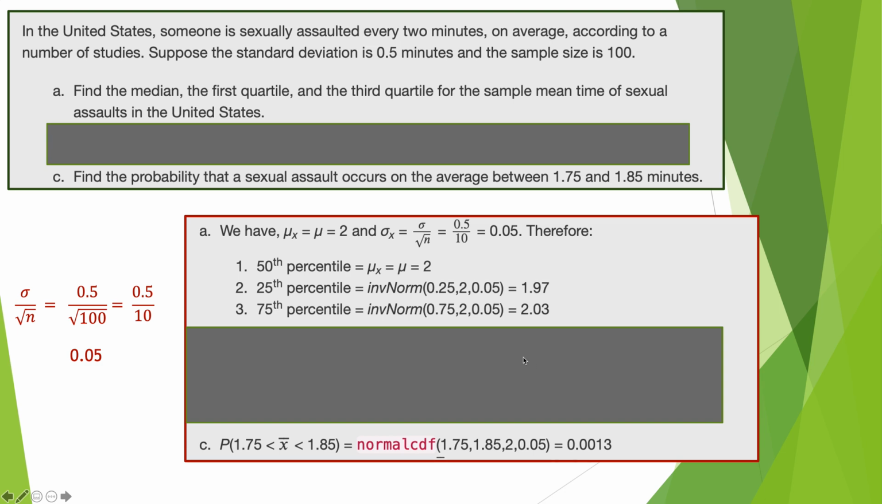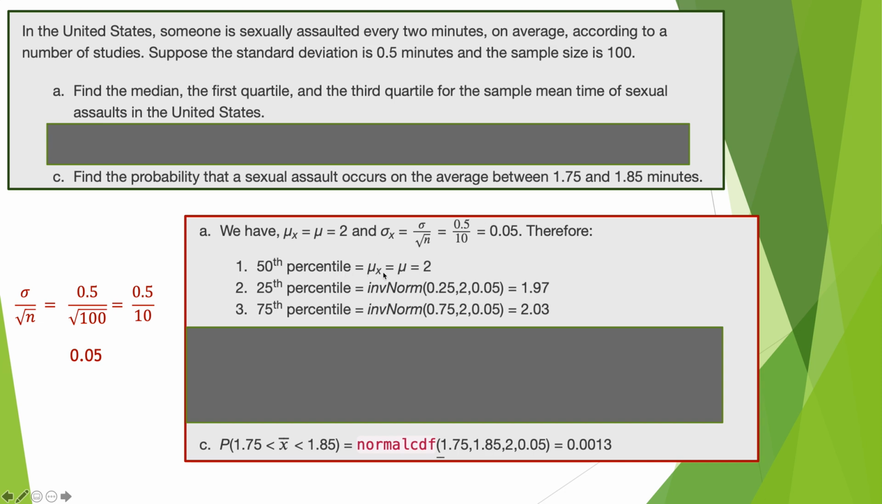All right. So the first thing that I wanted to do was make sure that you understood how to calculate the sample error here, which is the standard deviation divided by the square root of n. So it's 0.5 divided by the square root of 100, which is 0.5 divided by 10, which is 0.05. That's very important. Otherwise, you won't know where this 0.05 comes from here, okay?